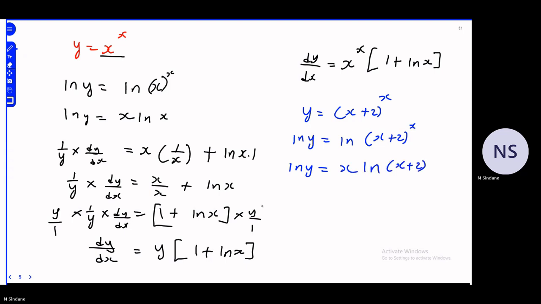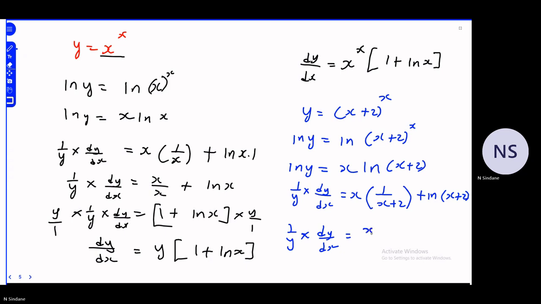Differentiating this, I'm going to get 1 over y multiply dy over dx. This is equals to, I can keep this one constant, which is x. Differentiate this, I'm going to get 1 over x plus 2. Then differentiate this and keep this constant. It means I'm going to have plus ln of x plus 2 multiplied by 1, because when I differentiate x, I'm going to get 1. Then from there, 1 over y multiplied by dy over dx is equals to x over x plus 2 plus ln of x plus 2.